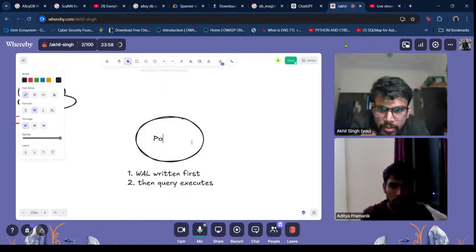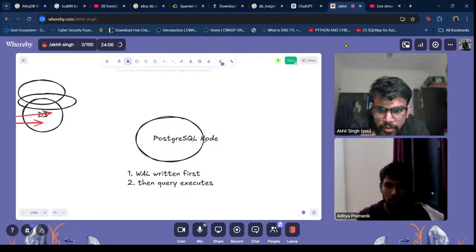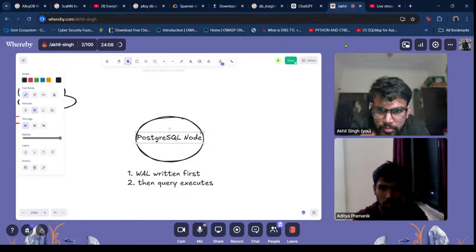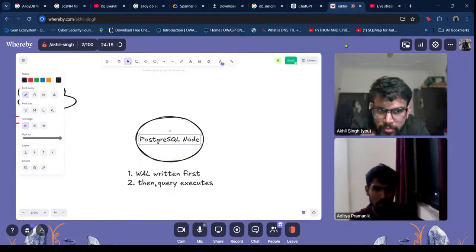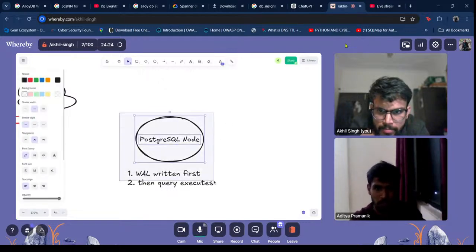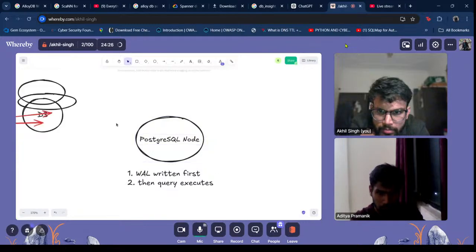Maybe a regular Postgres node, like you can spin this up on your local Linux and create a WAL document. Whatever update queries or transactions you are doing, they can be found in the WAL log, and then it will modify the data. But in the case of AlloyDB, what they have done is this.